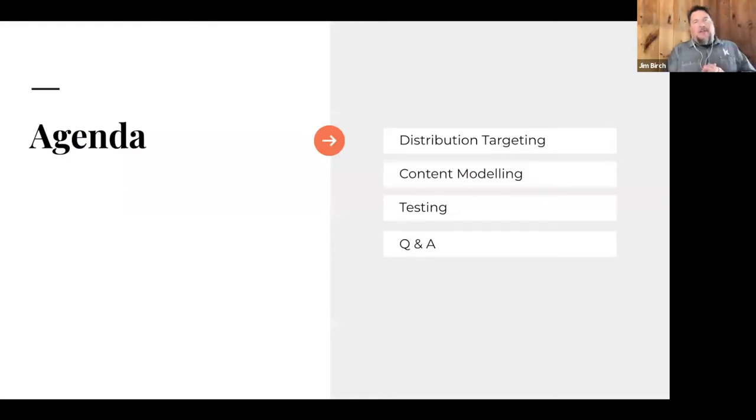Okay, so today we're going to talk about search and social metadata. We're going to go through targeting with that metadata, content modeling, so getting the metadata about your content, how to test, and then we'll go into questions and answers.